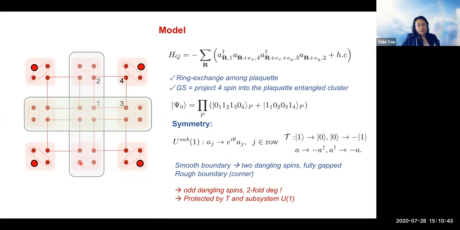So now let's look at the boundary degrees of freedom. If we have a smooth boundary like this on the X boundary, we will have two dangling spins.